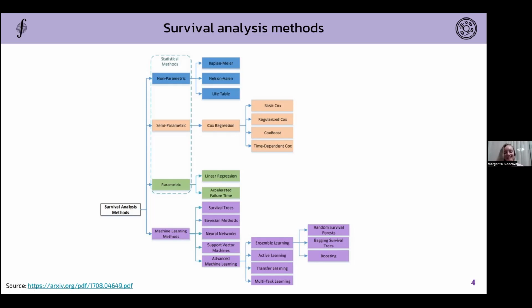Right now, I would like to say that all this survival analysis has some challenges. At the very beginning, if we are talking about probabilities, about the survival, it's a regression problem.